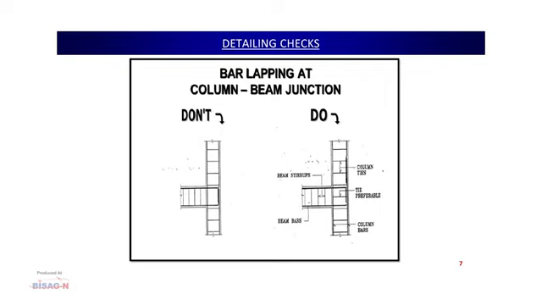This should not be done. As far as possible, we should provide a tie preferably at the junction itself, as generally done in the column. This will enhance the rigidity of the junction.